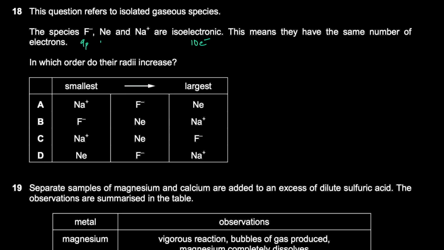Fluorine has 9 protons in the nucleus, neon has 10 protons, and sodium has 11 protons in the nucleus. So sodium has the greatest number of protons, which means that in sodium there is the strongest attraction between the nucleus and the valence electrons. Therefore the valence electrons are held closer, which means that sodium is going to be the smallest. With fluoride we have the fewest protons, the smallest nuclear charge, which means we're going to have the largest radius. So the answer is C.